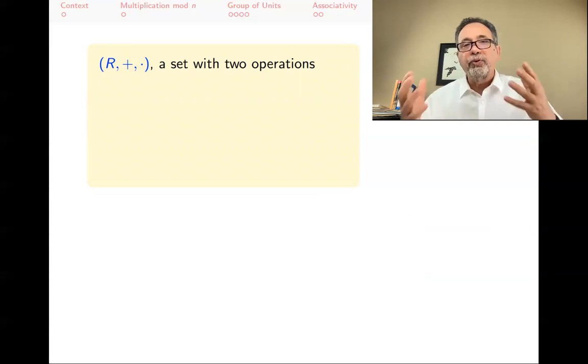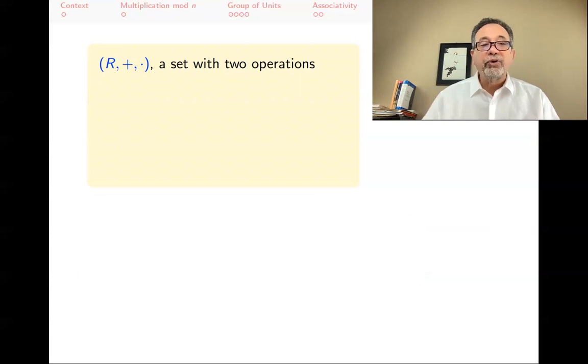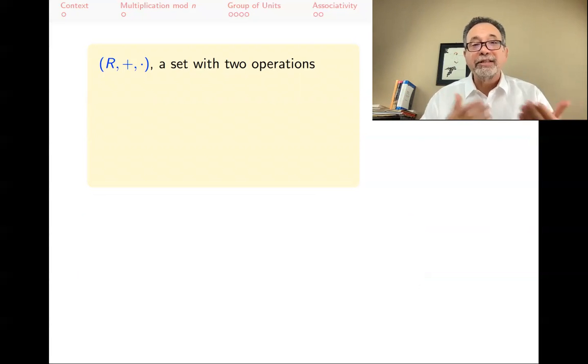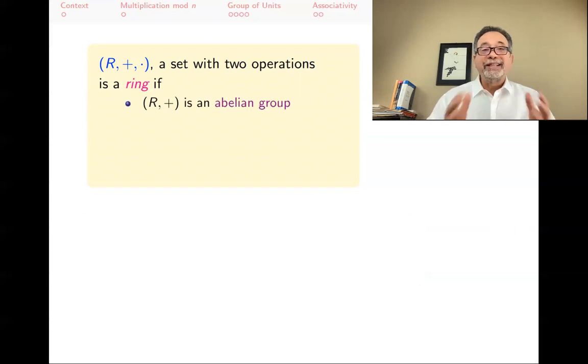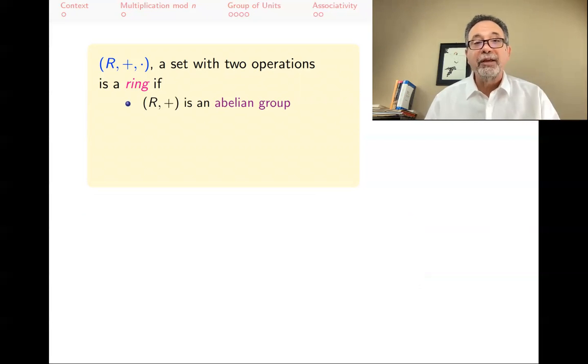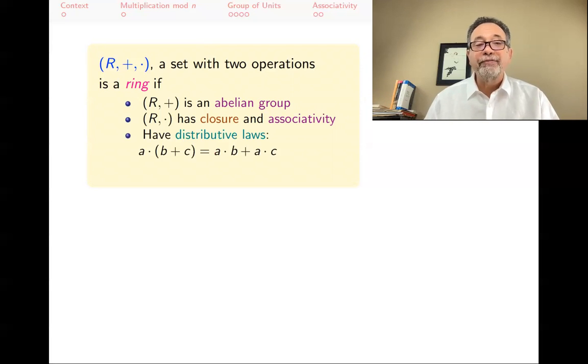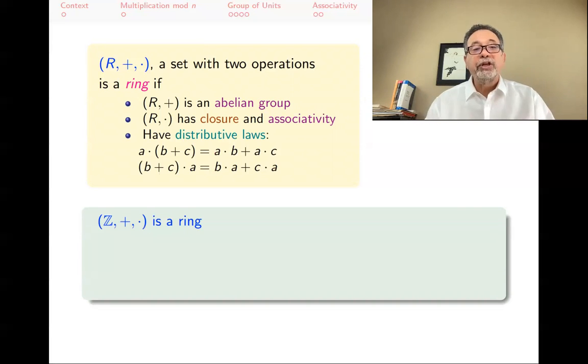To whet your appetite for the ring theory lectures, in general, if you have a set with two operations, in the case of Z mod NZ, we have a plus and a multiplication, you say that you have a ring if, with addition, you have an abelian group. Just think about Z mod NZ with plus. And with multiplication, you expect closure and associativity. And you also have to have distributive laws. If you have those, then you call that a ring.